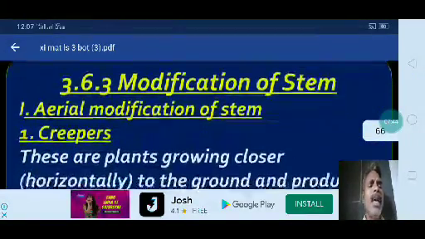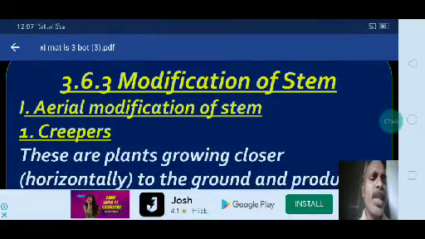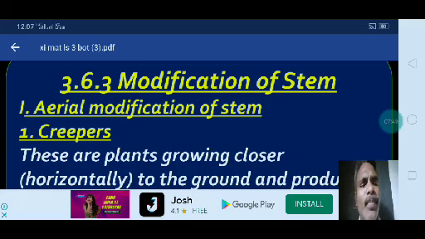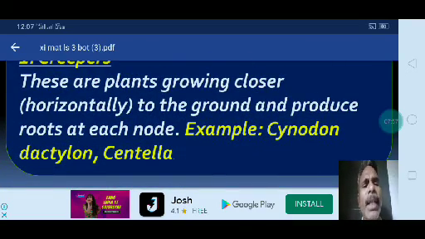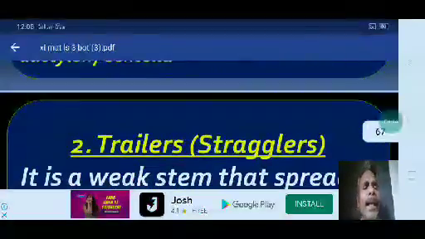Okay. Then modification of stem, aerial modification of stem. First one, creepers. These are plants growing close and horizontally to the ground, and they produce roots at each node. Example, Cynodon dactylon, Centella asiatica. These come under creepers.